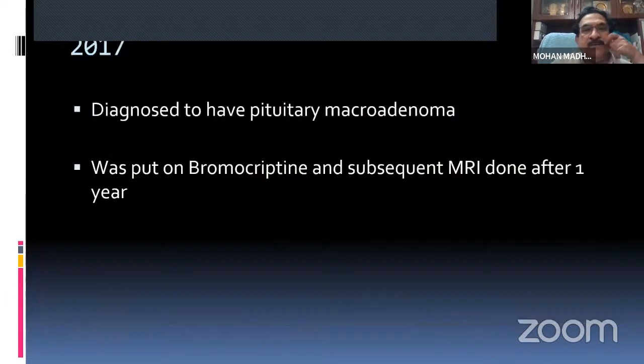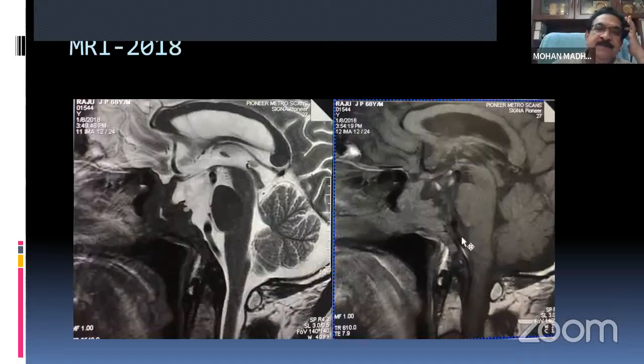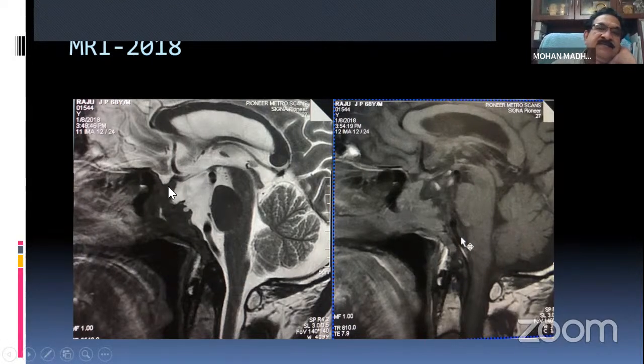So the patient was put on treatment, and a subsequent MRI was done after 1 year. Those pictures I will show. This is the MRI 1 year later. The whole mass has come down, has become decreased, shrunken, and there's a reproductive CSF space here. This is the T1, this is the T2.